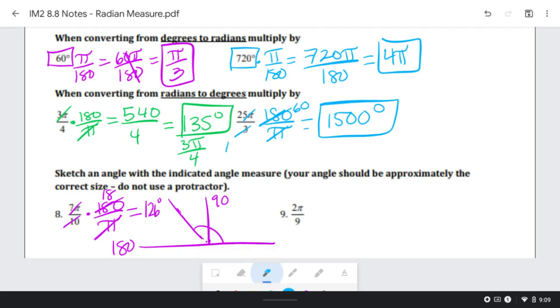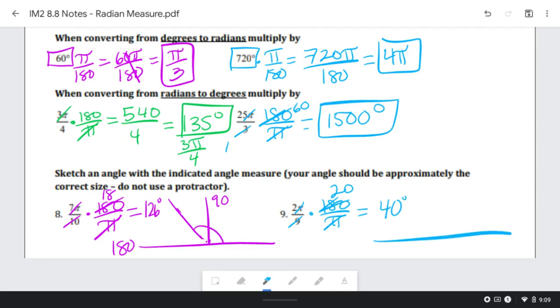All right, we're going to do the same thing with the second one. So times 180 over pi. These are going to cancel out. 9 goes into 18 two times. So that's going to be 20. And we end up with 40 degrees. So if we have a 90 degree line right there, this is 90 degrees right here. So 45 would be exactly halfway. So 40 would be just a little bit lower than that. That's 40 degrees.